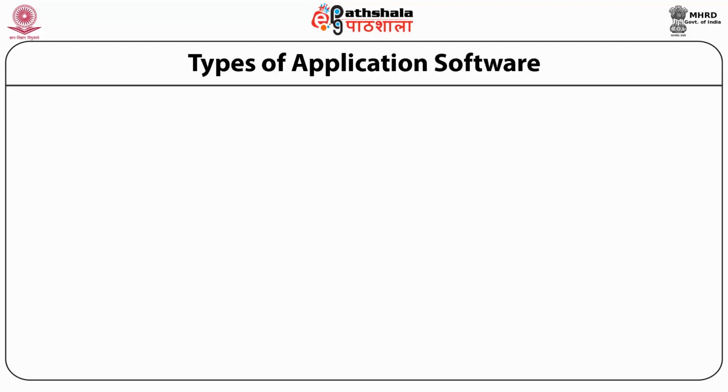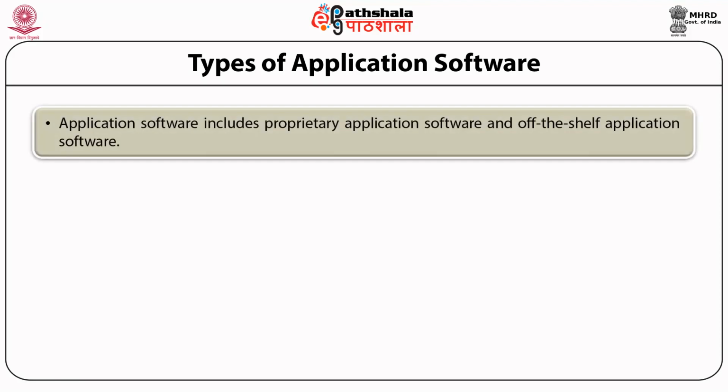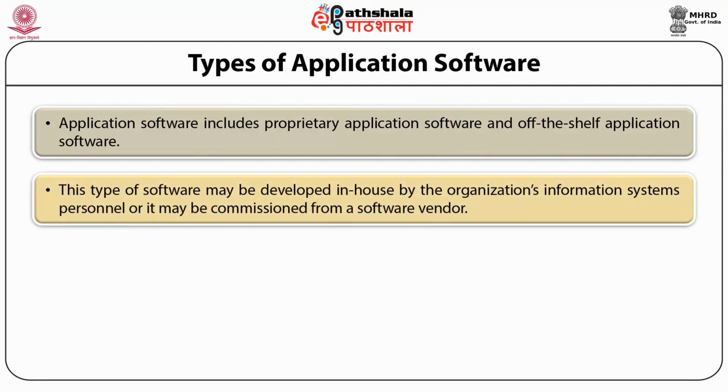Types of application software. Application software includes proprietary application software and off-the-shelf application software. Proprietary application software addresses specific or unique business needs for a company. This type of software may be developed in-house by the organization's information system personnel, or it may be commissioned from software vendors. Such specific software programs developed for a particular company by a vendor are also called contract software.